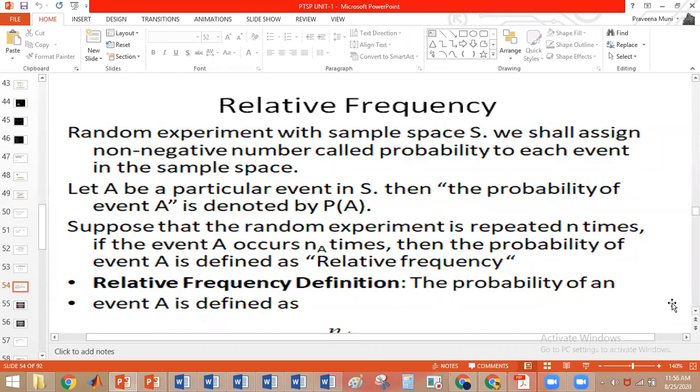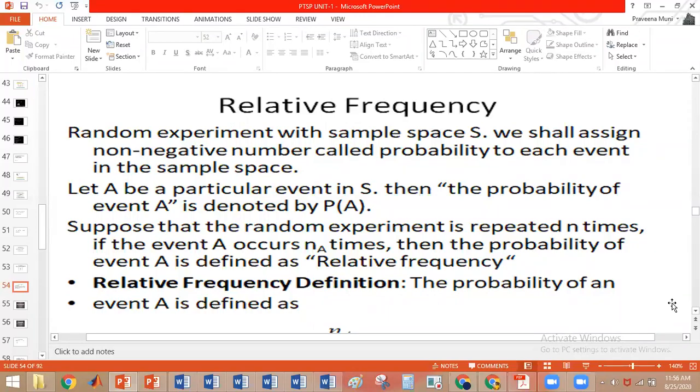So what is relative frequency here? We will be conducting that particular experiment n number of times, and we will be checking the probability that the particular event will occur. Say, for example, I toss a coin, for example, 20 times. What I will be checking is the probability that I will get a head.